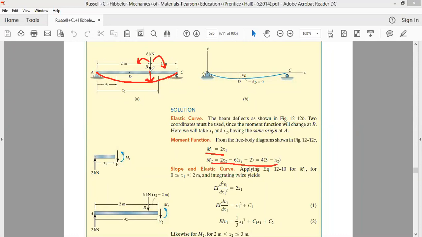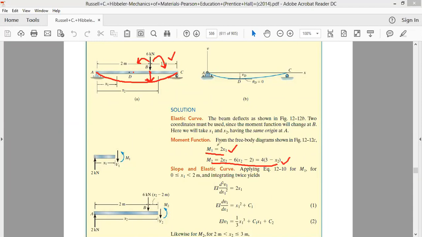But what is at point B? At point B, the deflection by the left hand side should be equal to the deflection at point B. The value of the deflection given by the equation applicable on the left hand side should be equal to the value of the deflection given by the equation valid on the right hand side. At point B we create the division. On the left hand side of point B you will have one value of the bending moment, that is this, and on the right hand side you will have this value of the bending moment.